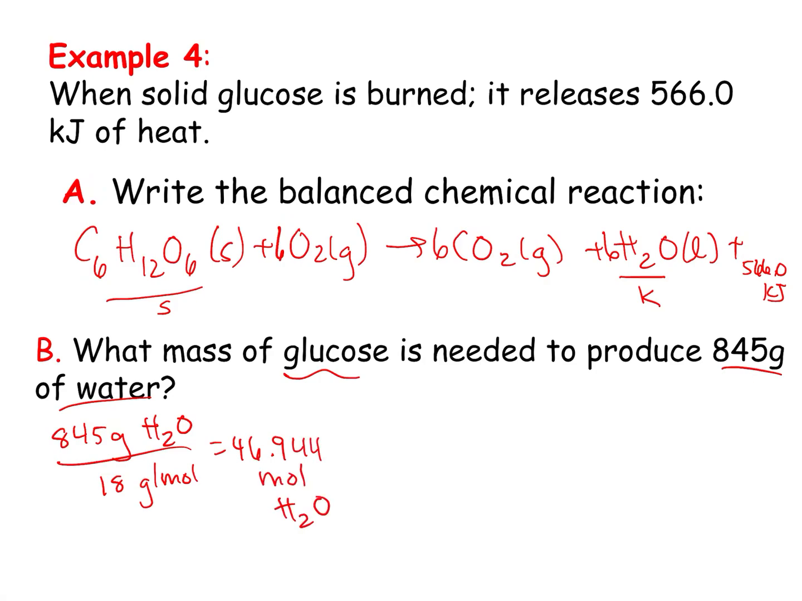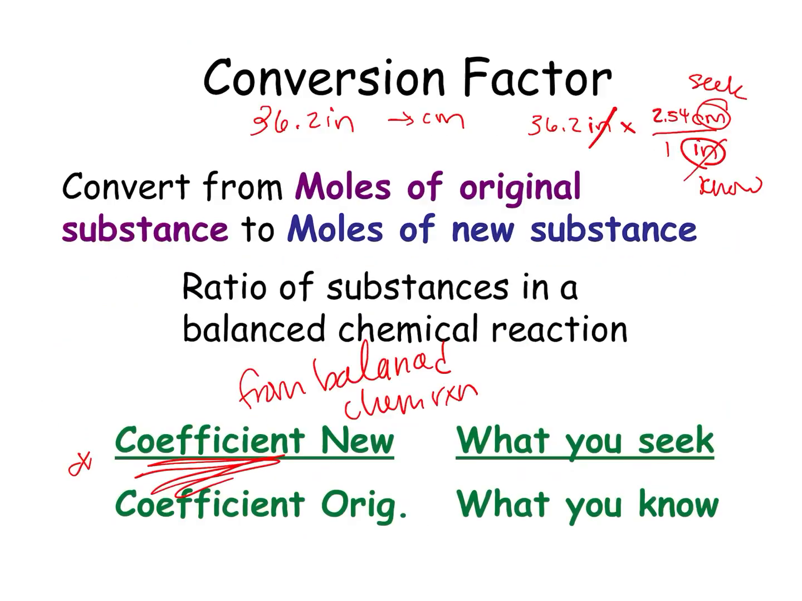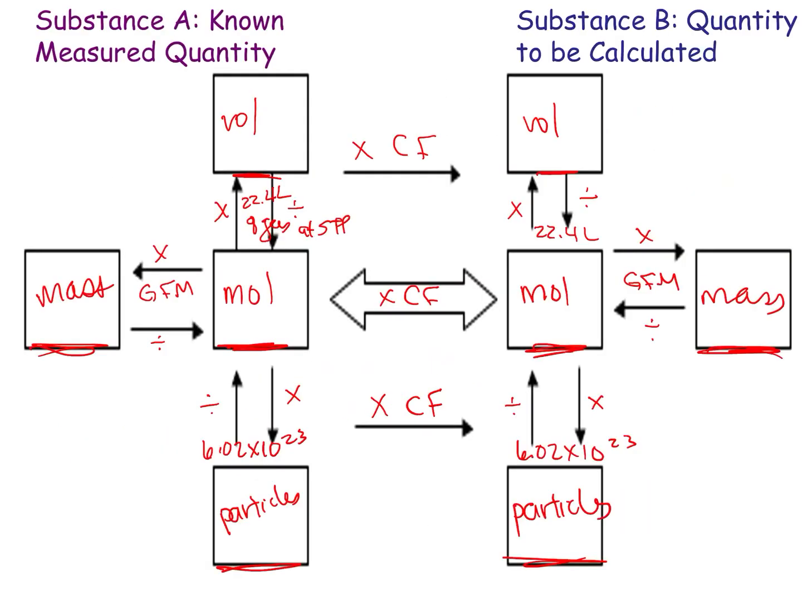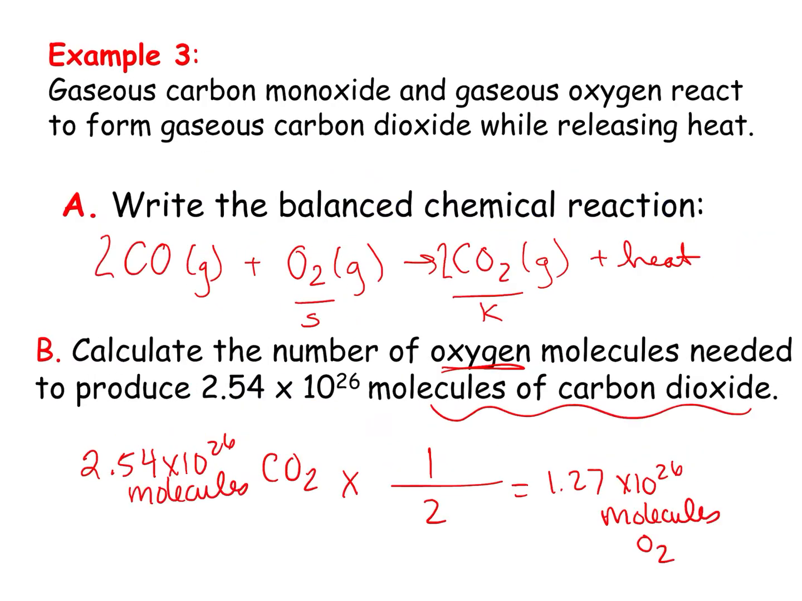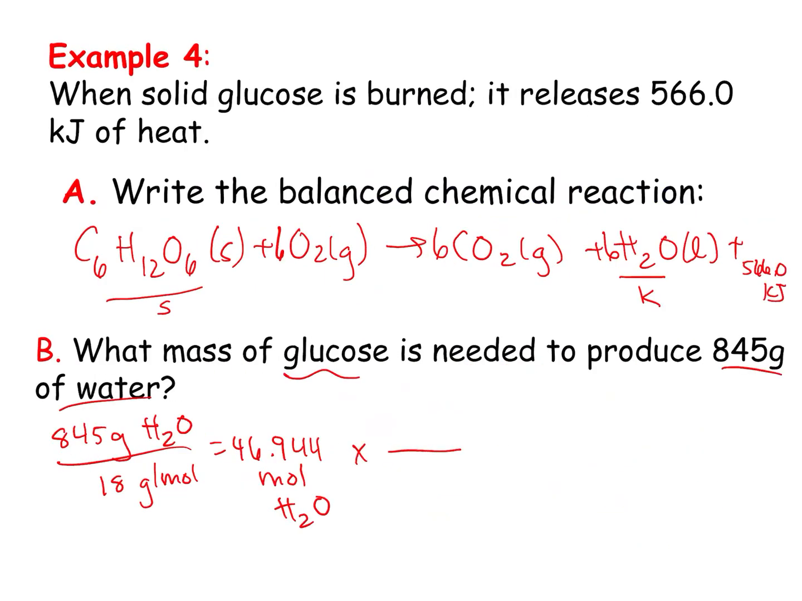Okay, now that I'm at moles, I went from here to here. Now I need to go from here to here, so I can multiply by a conversion factor. Now I need that seek over know. So I seek glucose, coefficient of that is 1. I know water, coefficient of that is 6. So I'm going to divide this by 6. 7.824 whatever moles of, now we're at glucose.